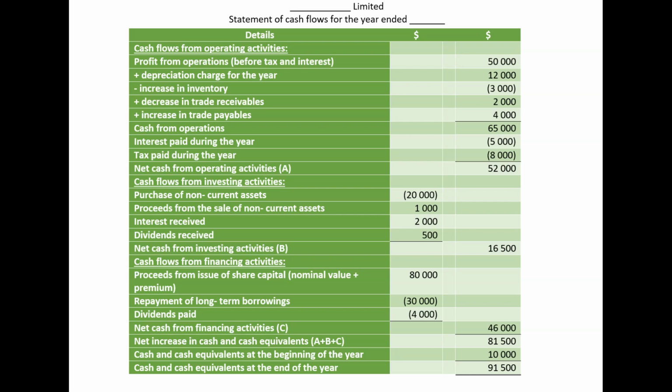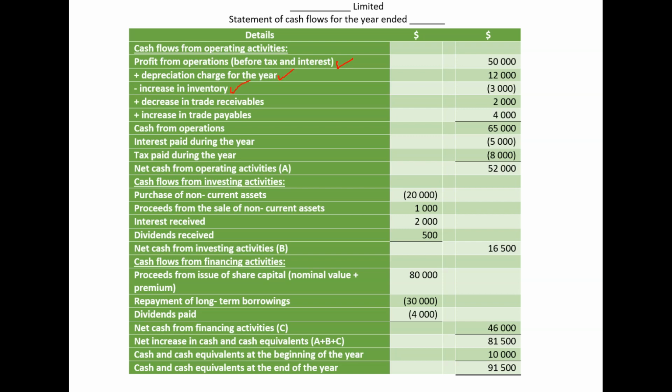It is now time to combine all the sections of the cash flow statement and look at the cash flow statement in its entirety. Before you, there is a pro forma statement of cash flows. Let's go through it once. As usual, we will start our cash flow from operating activities with our profit from operations. To that, we will add the depreciation charge for the year.